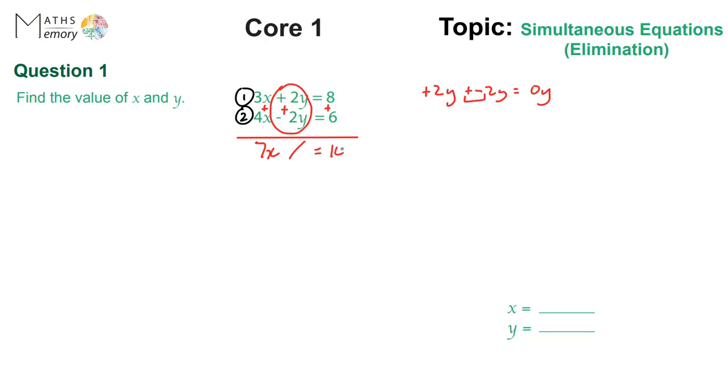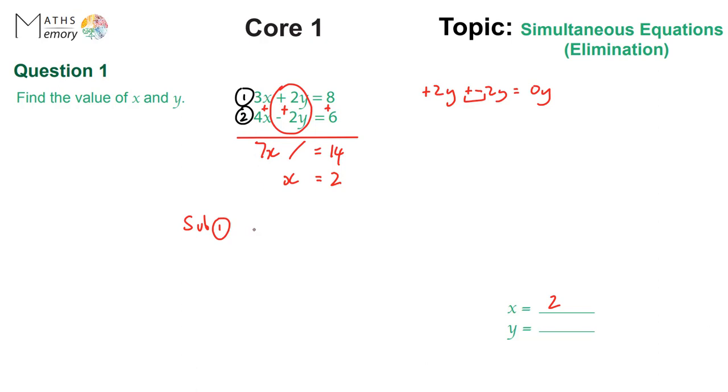8 plus 6 is going to give us 14. So 7x equals 14, and x is simply going to give us an answer of 2. So x is 2. Let's do the second step now. Let's substitute this into the easiest linear equation. This will probably be number 1 because it's simply got a positive coefficient of 2 here. So wherever we see x, we're going to substitute in 2.